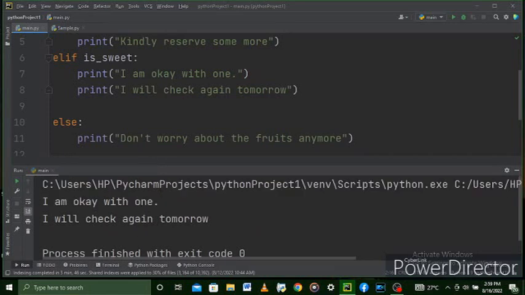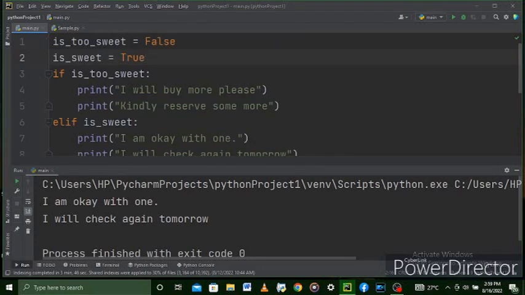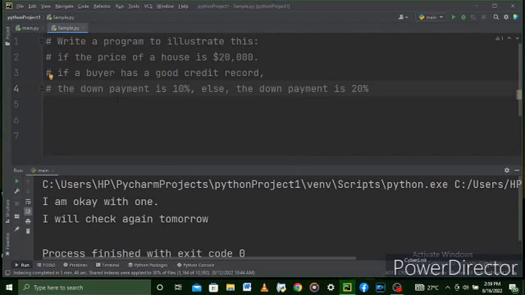All right, so the next example we are going to go into right now is a real life example again. This I have written down already, so you write a program to illustrate this. If the price of a house is about $20,000, if a buyer has a good credit record, the down payment is 10%, else the down payment is 20%.